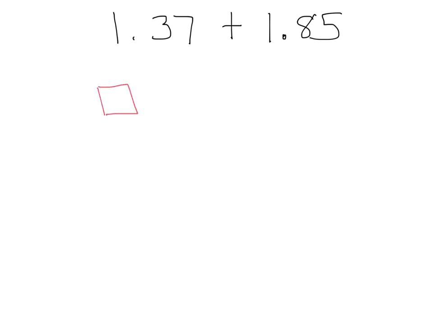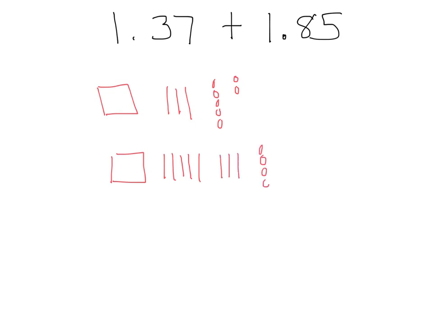So 1 whole, 3 tenths, and 7 hundredths. And I am going to line up my hundredths in groups of 5 so that that's easy for me to see. And then 1 and 85 hundredths, so there's 1 whole, and 8 tenths, and there's 5 hundredths.